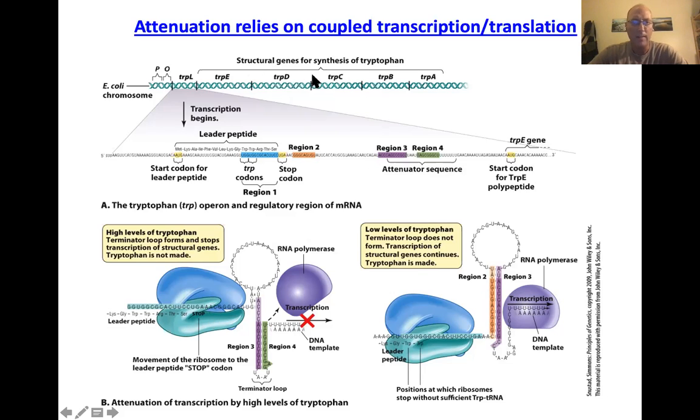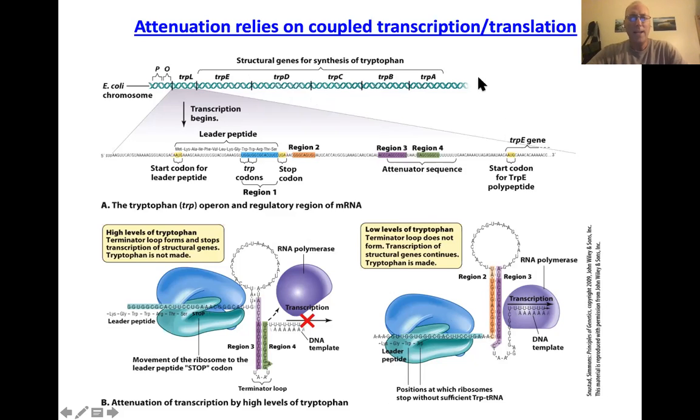And the reason for that is the whole point of this whole operon is to make more of the tryptophan that would keep the ribosome from getting stuck at these trp codons, okay? So if you're starved for tryptophan and the ribosome gets stuck, you want to make more. So you need to transcribe this operon, okay?